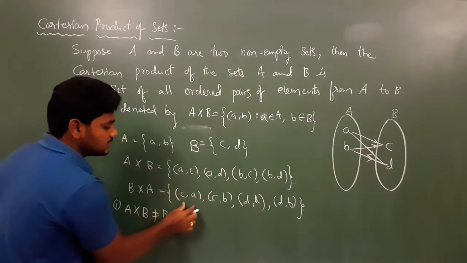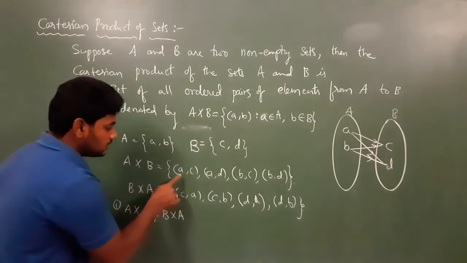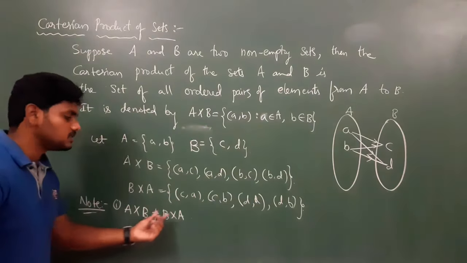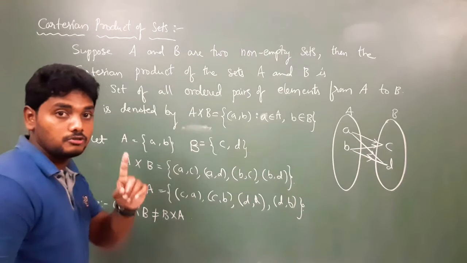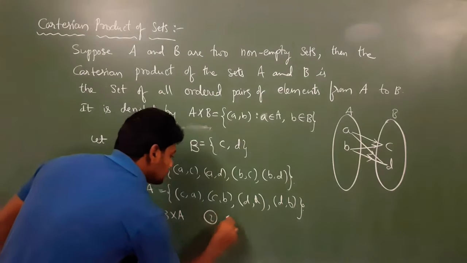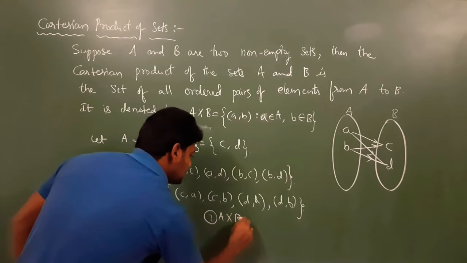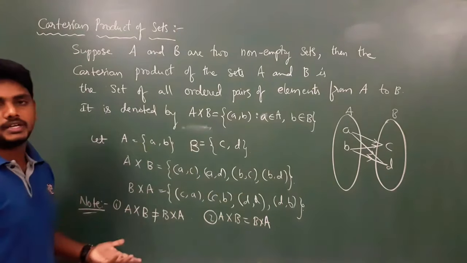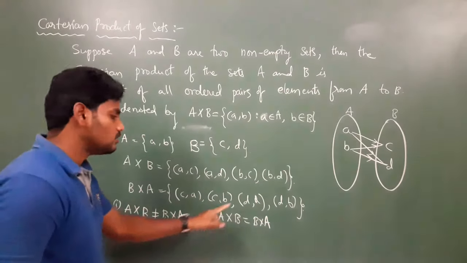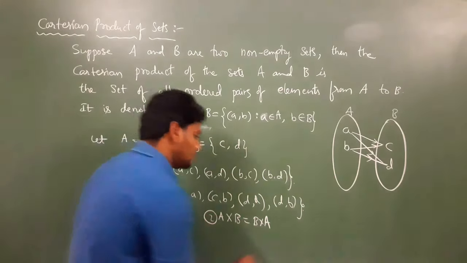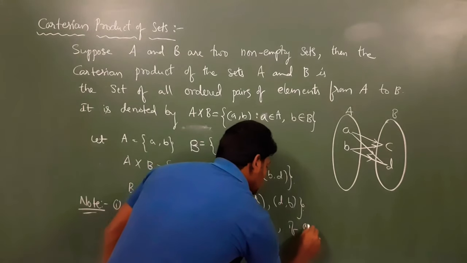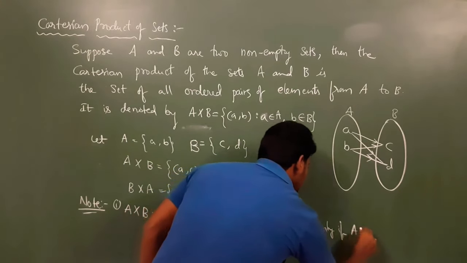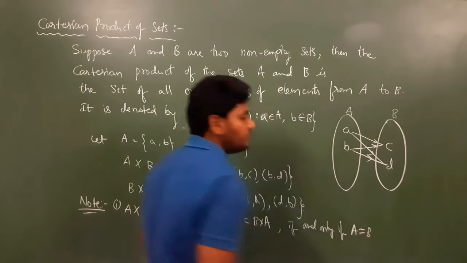Here a comma c, c comma a, both are equal? No. This is a comma c, this is c comma a, both are different. So A cross B is not equal to B cross A. That is the first note point. Actually A cross B is not equal to B cross A. But in which cases is A cross B equal to B cross A? If and only if A equal to B.